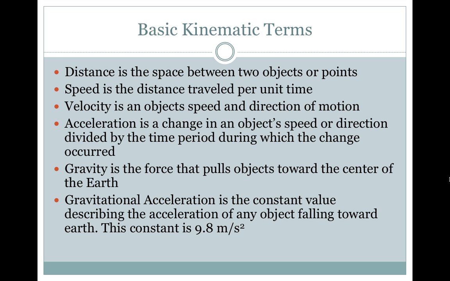Gravity is the force that pulls objects toward the center of the Earth, and gravitational acceleration is the constant value describing the acceleration of any object falling toward Earth. This constant is 9.8 meters per second squared.